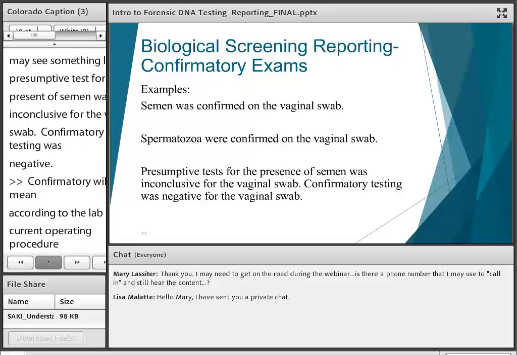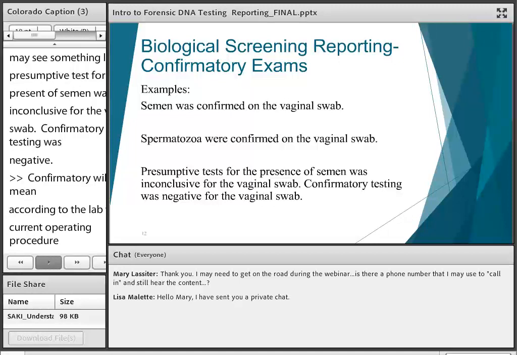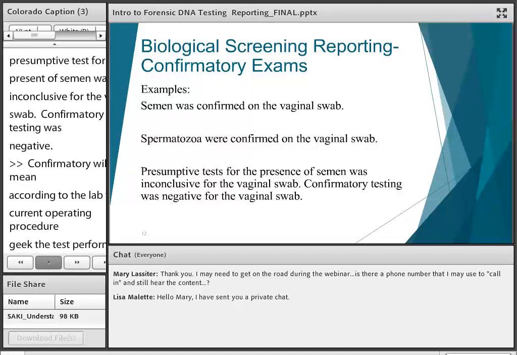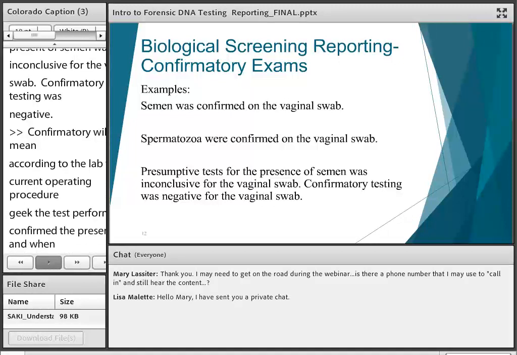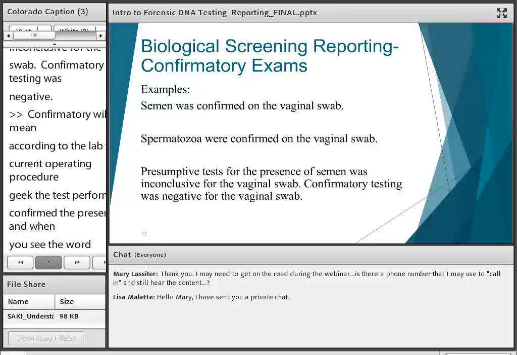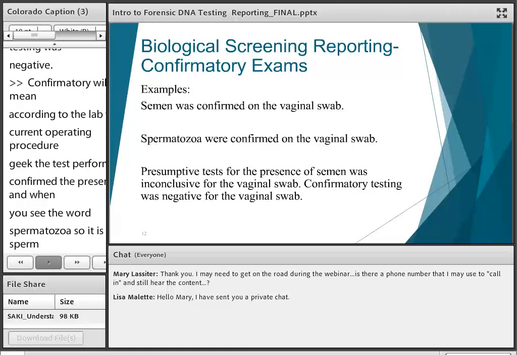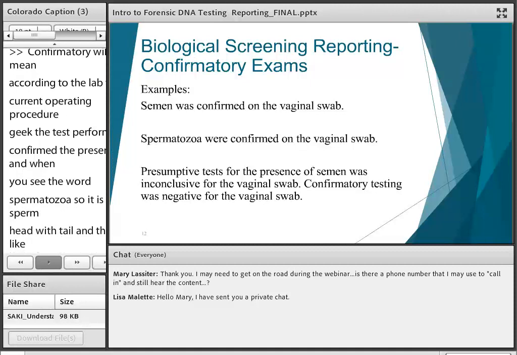When you see the word spermatozoa, that just refers to the detection of an actual sperm head or a sperm head with tail. Things like semen or seminal fluid may just indicate enzymatic levels or different ways of detecting if those fluids could be present in the sample.